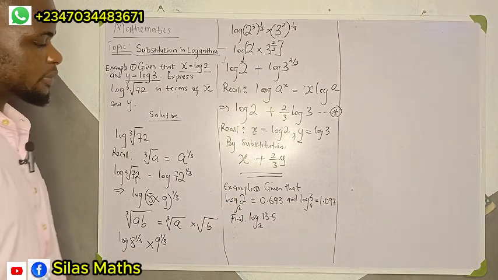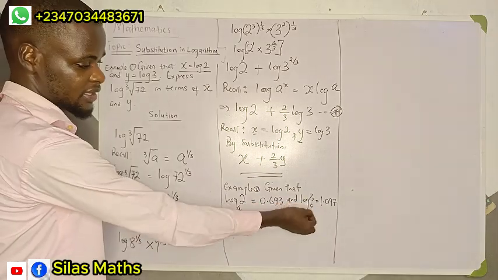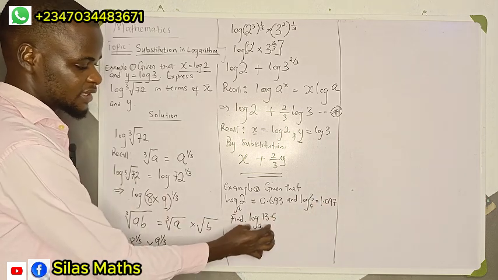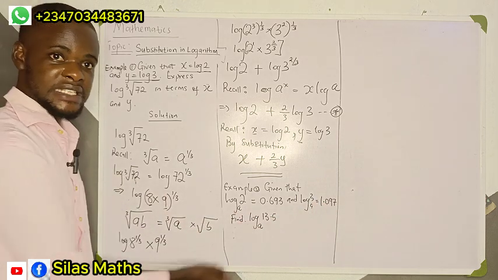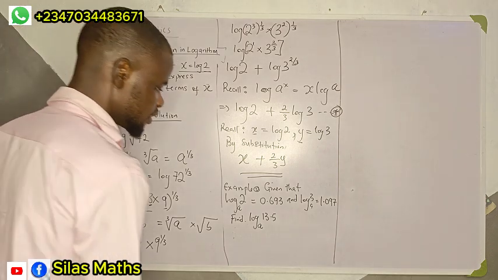Alright, let's take a look at this problem. The problem says, given that log 2 is equal to this and log 3 base a is equal to this, find log 13.5 in this base. So how am I going to solve this problem? Okay, so solution.